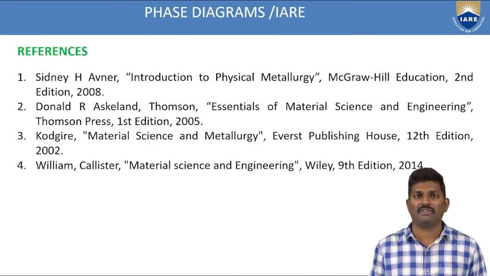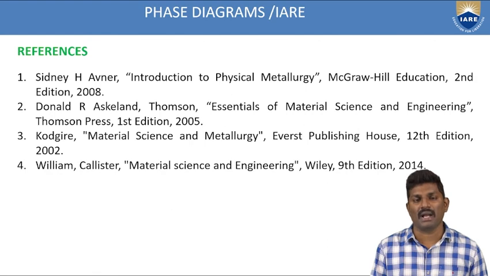And coming to the references, you can go through Introduction to Physical Metallurgy, Essentials of Materials Science and Engineering, Material Science and Metallurgy, and Material Science and Engineering. These are the four reference books where you can identify what types of phases are present in a binary eutectic system, how to represent any point in a binary eutectic system, and how to identify the compositions with respect to temperature. All these things you can get from these reference books.